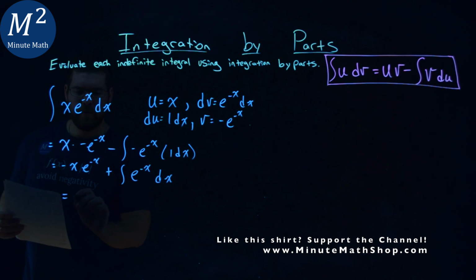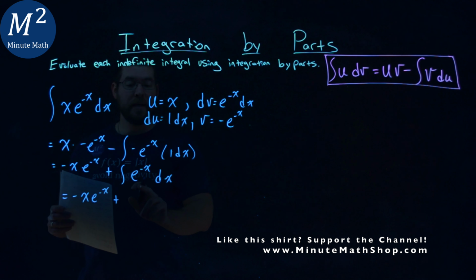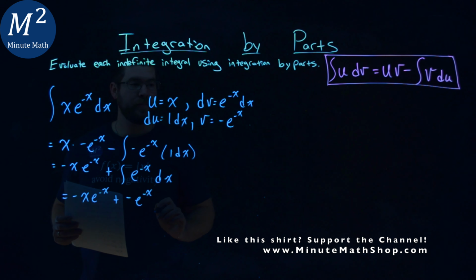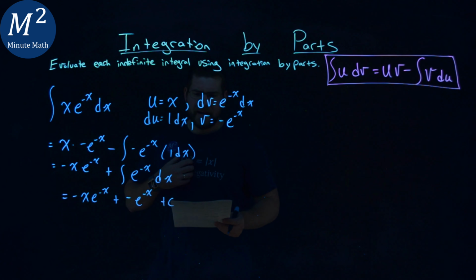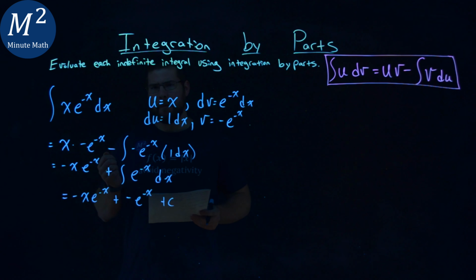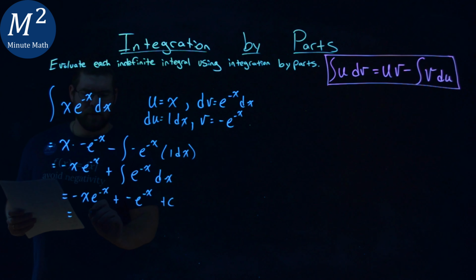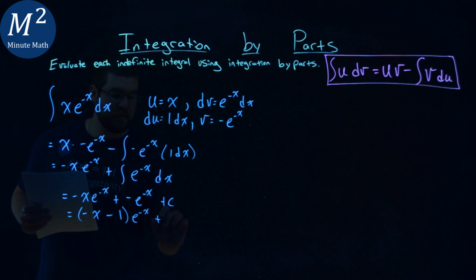So keep on going with negative x e to the negative x plus the integral of e to the negative x power, which is negative e to the negative x power. And then we have a plus c here. But now we can actually simplify this a little bit. We can pull out an e to the negative x from both sides, and we have negative x, well, subtracting, right? Plus minus here is subtracting 1, all times e to the negative x plus c.